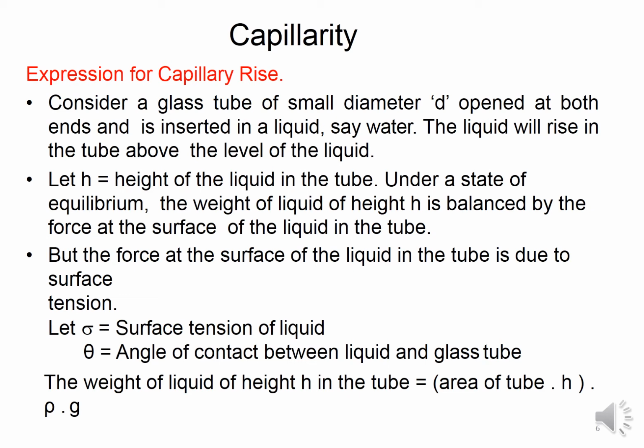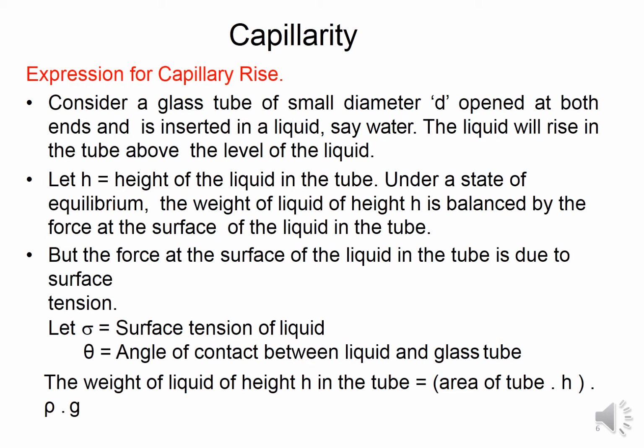Let h be the height of the liquid in the tube under the state of equilibrium. The weight of the liquid of that height is balanced by the force at the surface of the liquid in the tube. So mathematically we have to make an equality there: the weight of the liquid that has risen is balanced by the force at the surface. We will equate both of these. The force at the surface of the liquid in the tube is due to surface tension.